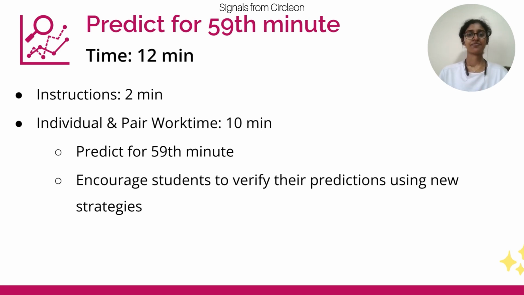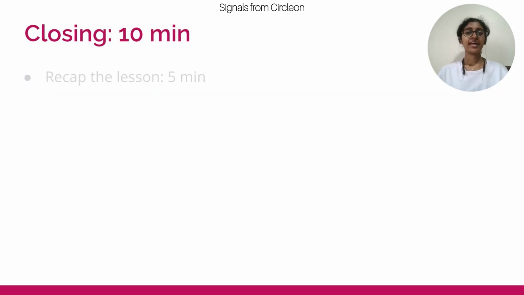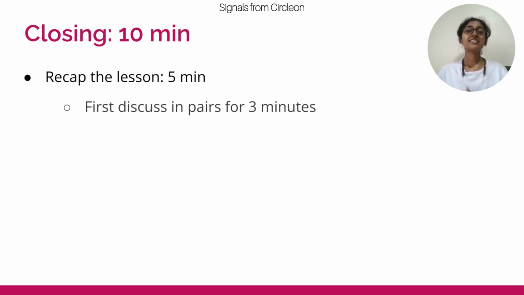So with that, we have come to the end of our interesting story of the Circleon, and we have solved the big problem for our scientists. So we move into the closing now. In the first 5 minutes, we do a quick recap. Here we ask the students to discuss with their partners what steps we followed throughout our lesson, and use the cold calling technique, call out students, and make a list of the steps we followed throughout our lesson.